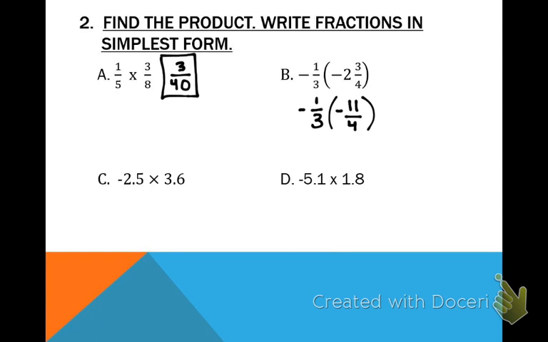Have you guys heard of cross-reducing before? Yeah. Okay, so you try to figure out, is there anything that goes into a 3 that can also go into an 11? No, there is not. What about a 1 and a 4? No, because 1's as small as it can get. So there's really no cross-reducing we can do.